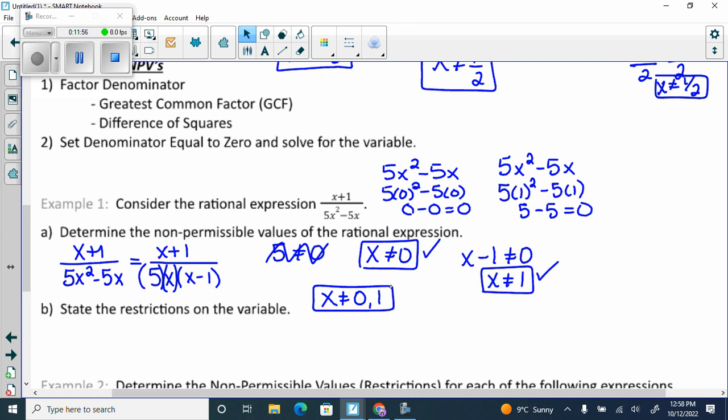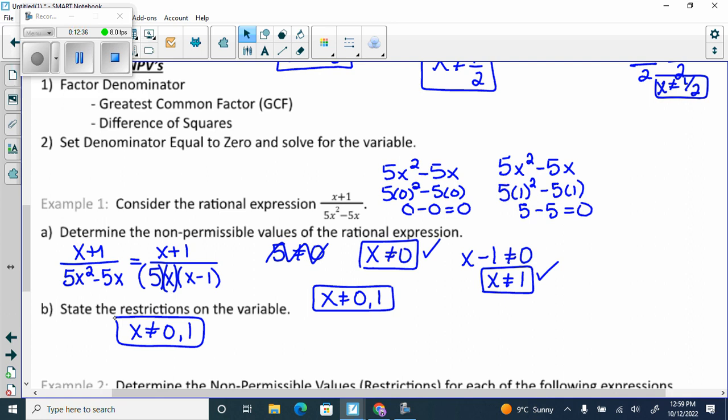Now, B. B says state the restrictions on the variable. So the first one, A, was the non-permissible values. B are the restrictions, what we restrict the x to be. Those are just the exact same way of saying the exact same thing. Remember in grade 10 and 11, they talk about zeros, roots, x-intercepts. They're all the same thing. It's just the same meaning of 3 different words. Same thing here. If I ask for restrictions or I ask for non-permissible values, it means the same thing. So the answer to B is the same answer as A because they are asking for the exact same thing.